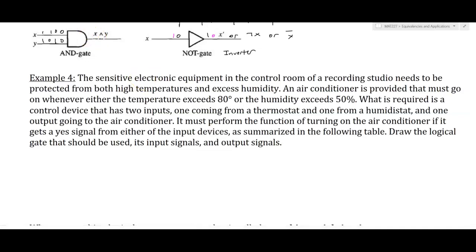So first of all, it's going to be useful to define some variables here. So let's define T to be the signal, or maybe even a statement: the temperature exceeds 80 degrees. And that value could be true or false, yes or no. H will be that the humidity exceeds 50%.